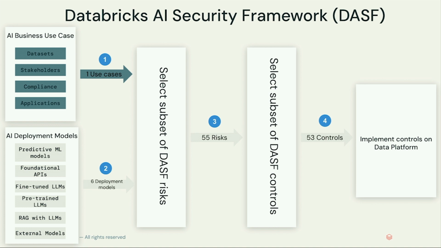So once you have the use case, now you need to look at how you are implementing that use case, what type of deployment you are doing. And the deployment model may be using a RAG. Let's take that as an example. So you're taking your data from your organization, you are going to do retrieval augmented generation, and then at that point, DASF will help you out of those 55 risks. It will narrow it down to a specific set of controls that we labeled in the paper, right?